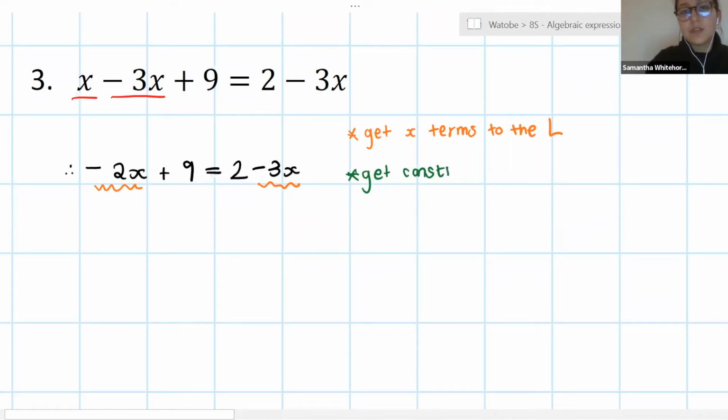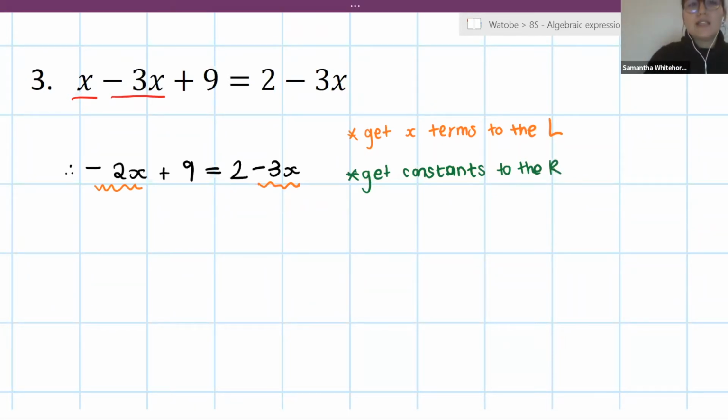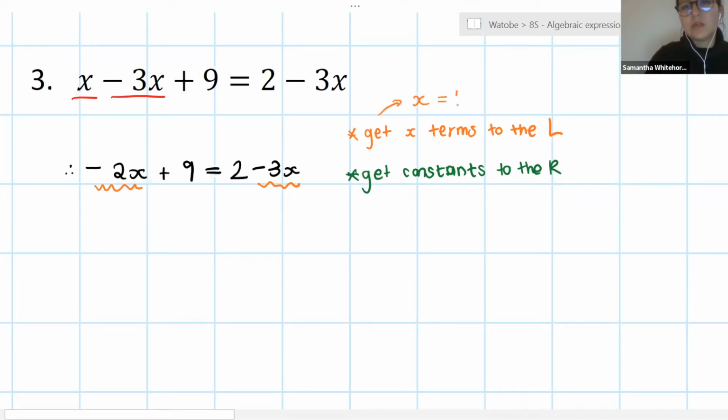Now, if you do it the other way around, so if you get the x terms to the right and the constants to the left, that's also absolutely fine. It doesn't really matter. But the reason I always say get your x's to the left is because when we write an answer for an equation, what we generally say is x equals some value. So x is generally on the left. And that's why I'm saying just get your x's to the left to start with.